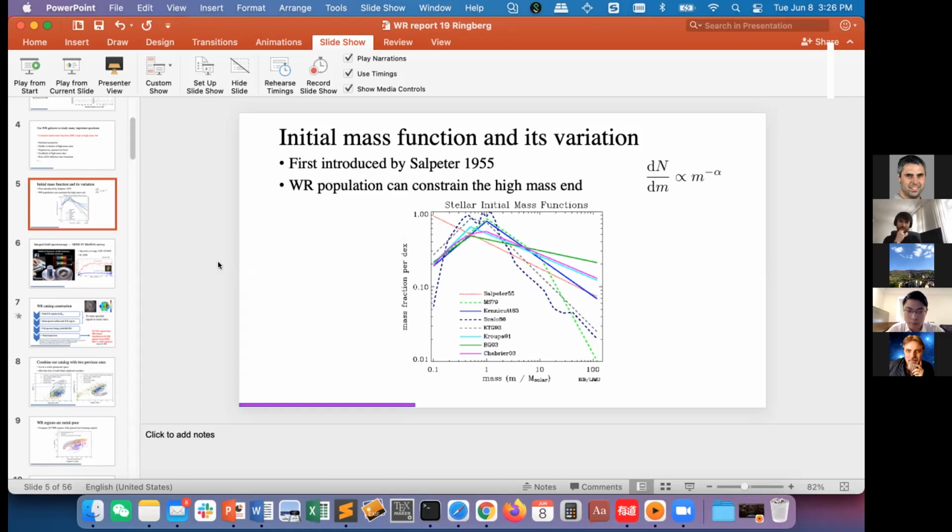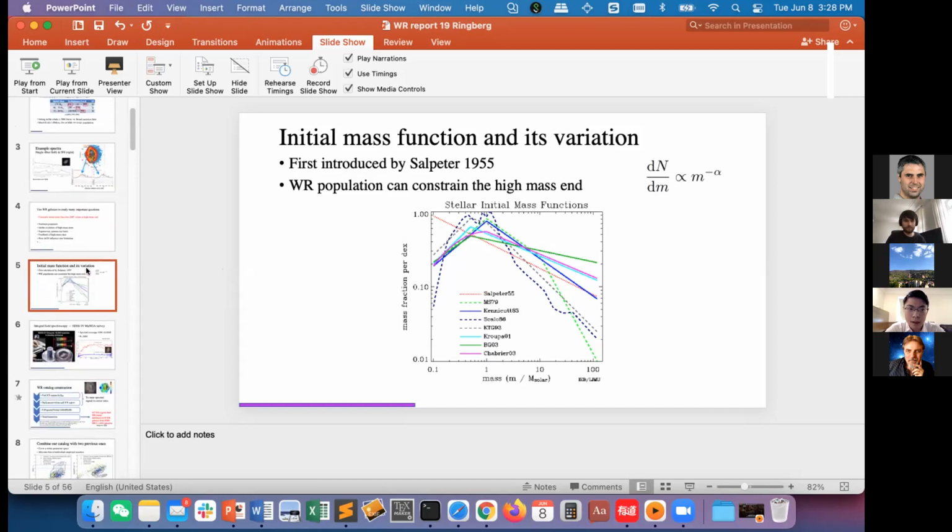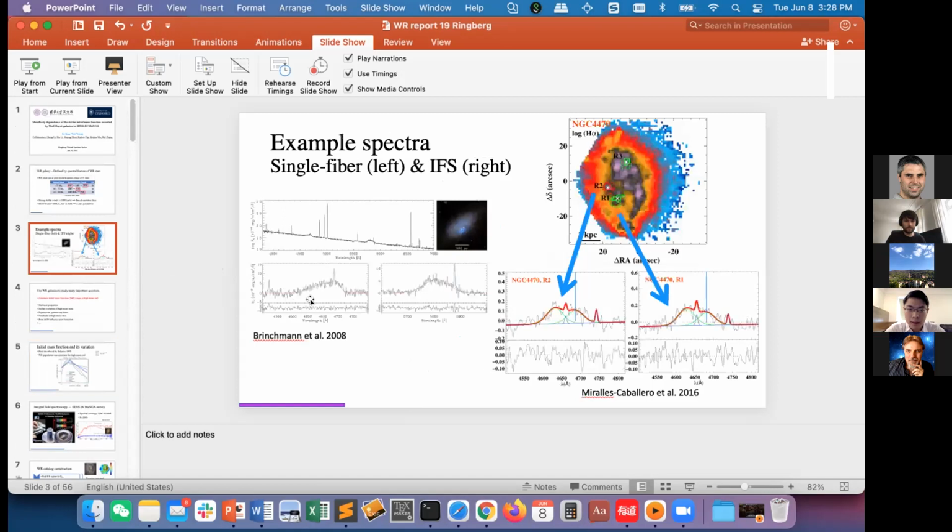But sorry, I missed the very beginning of your talk, and I apologize. What is a 4615 angstrom feature precisely that you were using? Here, that's basically the equivalent width of the blue bump. The blue bump. Okay, great.